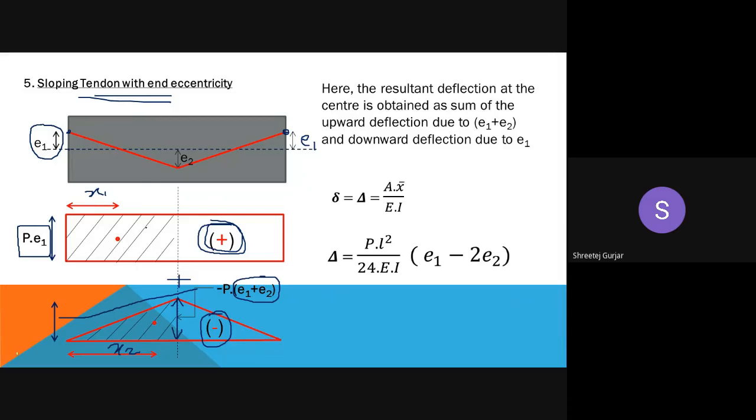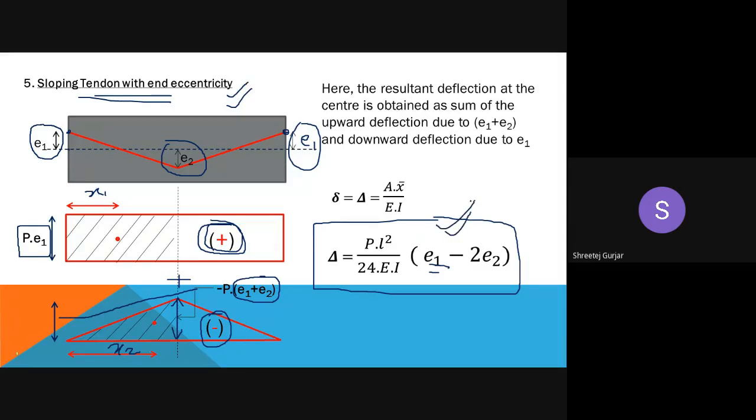So when you calculate the areas A1, X1, A2, X2 and add them, you will arrive at this formula: PL squared by 24 EI into E1 minus 2 E2. E2 is the centroidal eccentricity. Whenever you have this kind of cable profile, you have to use this formula.